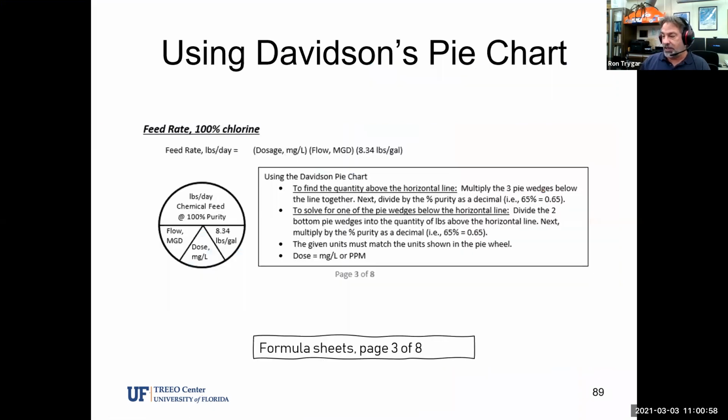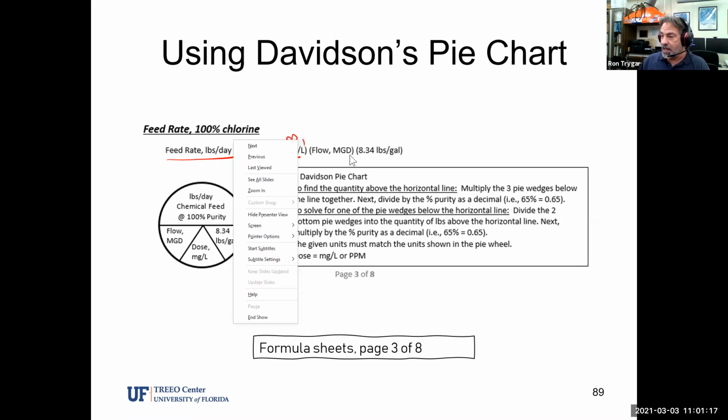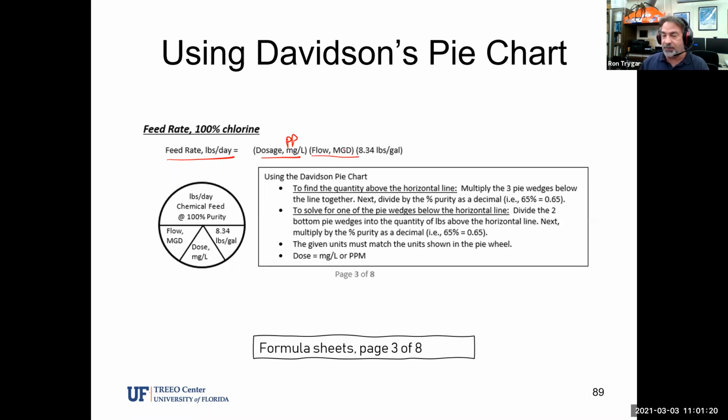So the formula sheet, page 3 of 8, at the bottom shows this feed rate pounds per day formula. The formula reads like this: feed rate pounds per day is equivalent to the dosage as milligrams per liter. Remember, this could also be ppm, by the way. And the flow rate has to be in million gallon units or million gallons a day units. And we have to have 8.34 pounds per gallon. That's our conversion to go from gallons of water into pounds.